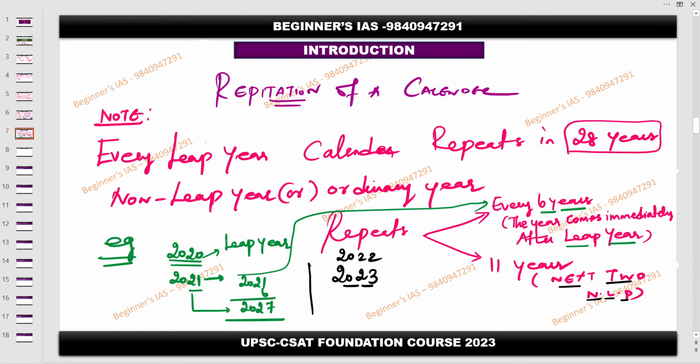This one is not the immediate one. So now, between 2020 and 2024, there are 3 years: 2021, 2022, 2023. 2021 is immediately after the leap year. 2022 and 2023 are not immediate, but the next two non-leap years. This repeats every 11 years once. So therefore, 2022 calendar repeats again in 2033. Understood? Yes, sir.